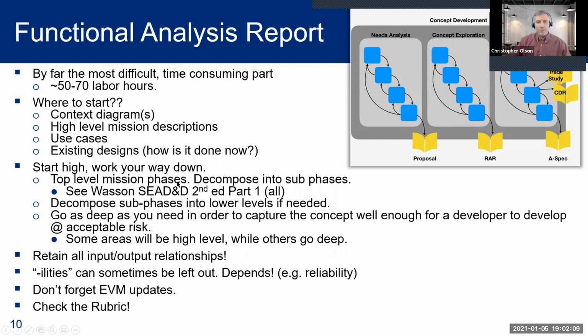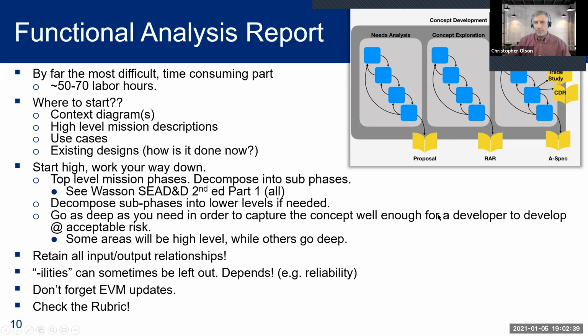So top level mission phases, pre-mission, so your primary mission, perform whatever it is, and then decompose into sub phases, your pre-mission, your mission, and your post-mission phases. Wasson talks about that in part 1. Decompose those sub phases into lower levels if you need to. Go as deep as you need in order to capture the concept well enough for a developer to develop the system at acceptable levels of risk. That's how you know how far down you need to go, right?